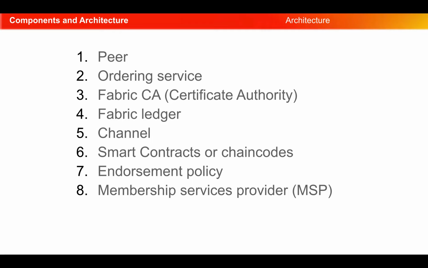As we know that we will be looking into architecture and components of Hyperledger Fabric, let us first get to know what are the components that we will be looking into. So here is the list of components. First one is peer, next is ordering service, Fabric certification authority, Fabric ledger, channel, smart contract or chain codes, endorsement policy, membership service provider or MSP. Now let us go one by one.